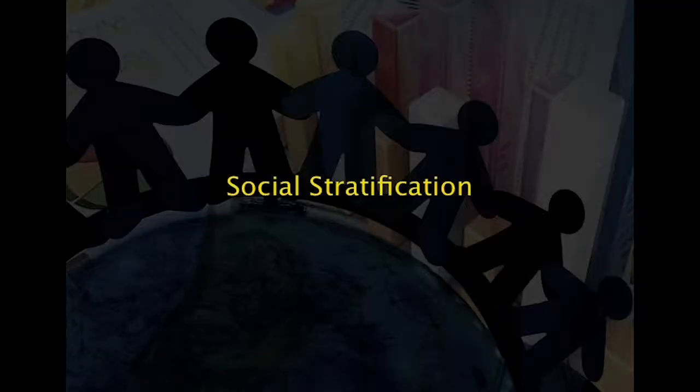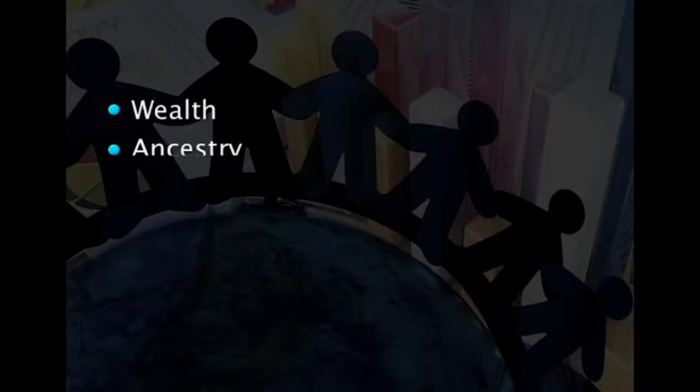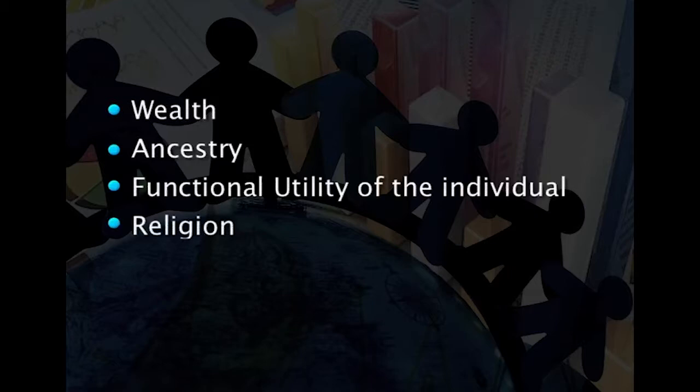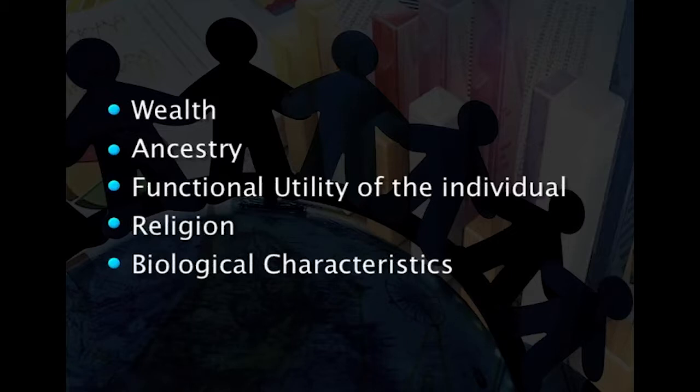The next term, social stratification. This refers to the arrangements of the individuals or groups of people into hierarchically arranged strata in a community. A community may appear as homogeneous, example urban, rural, etc. But there may be internal inequalities, divisions and distinctions. These distinctions become patterned and stabilized with unequal distribution of privileges, power and status positions. The determinants of status are wealth, ancestry, functional utility of the individual, religion, biological characteristics.